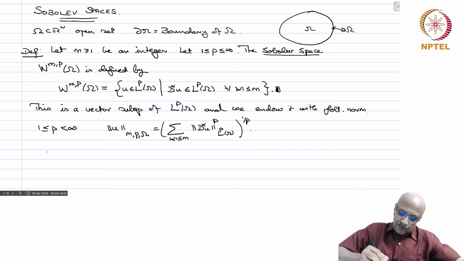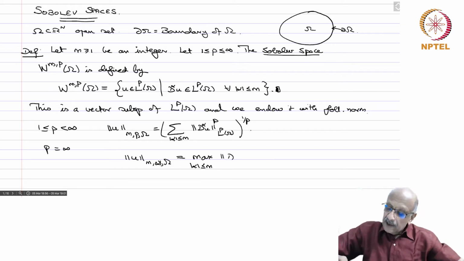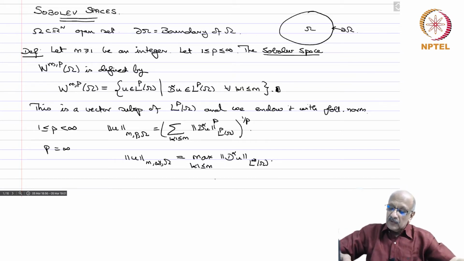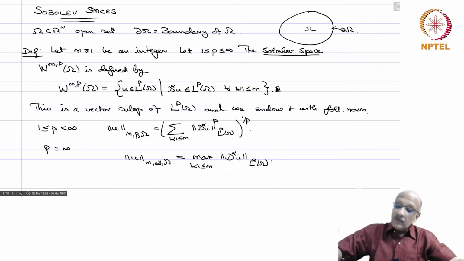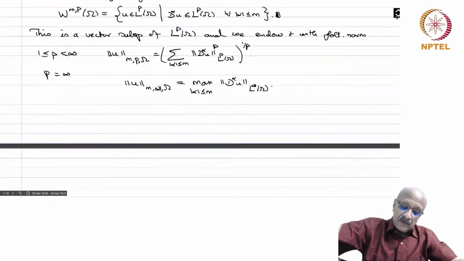Okay. And if p equals infinity, then you have the norm of u in m infinity omega equals the max over mod alpha less than or equal to m of the norm of d alpha u in L infinity of omega. Okay, now this max makes sense because we are only taking the maximum over a finite number of components. So this is the space and this is the norm.